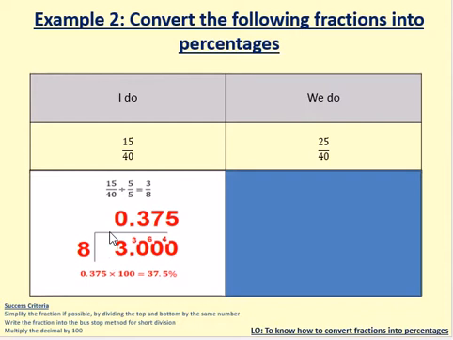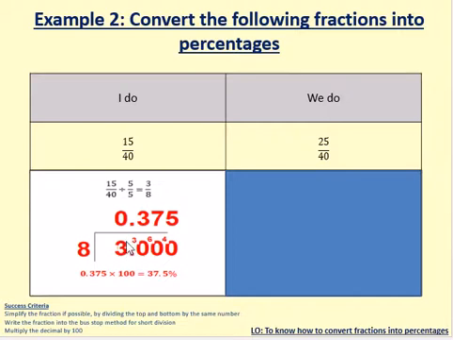So my first step is, if you can simplify this, do. The biggest number that goes into 15 and 40 is 5. So I'm going to take out 5 as a common factor. How many 5's go into 15? It's 3. How many 5's go into 40? It's 8. So if we simplify 15/40, it simplifies to 3/8. And then again, I just do my 3 divided by 8.